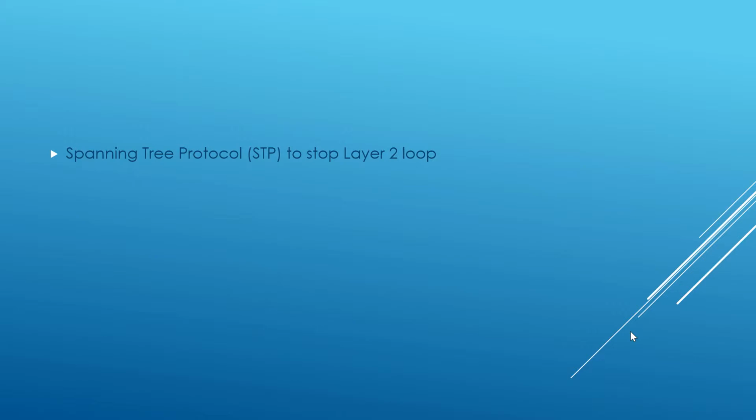And then in switches we have spanning tree. If we create two redundant links, we would use spanning tree to stop that. So one would be a primary, one would be standby.